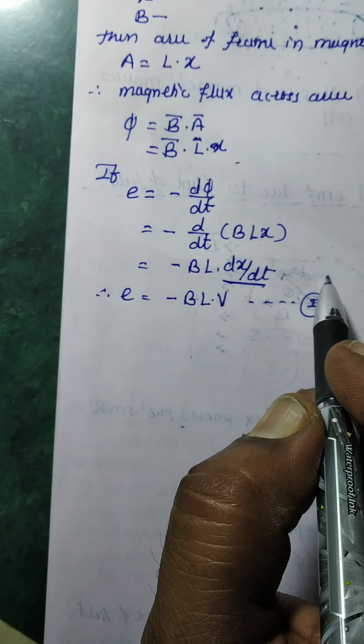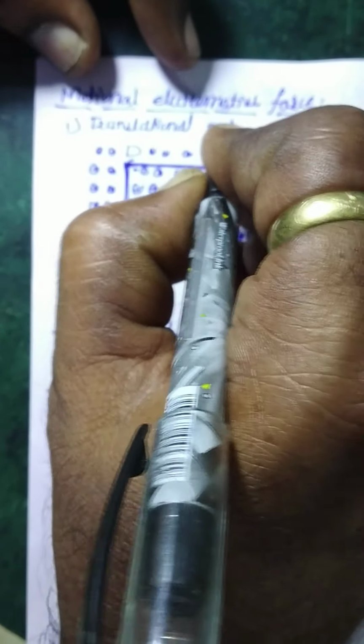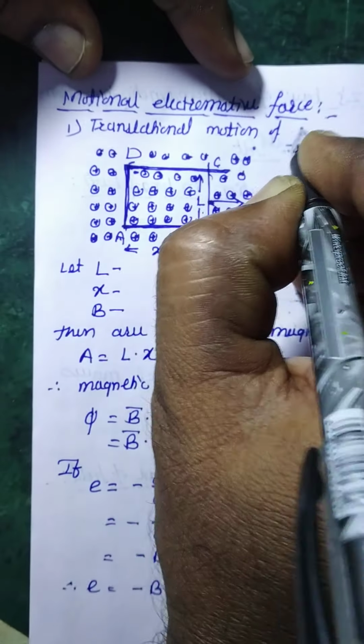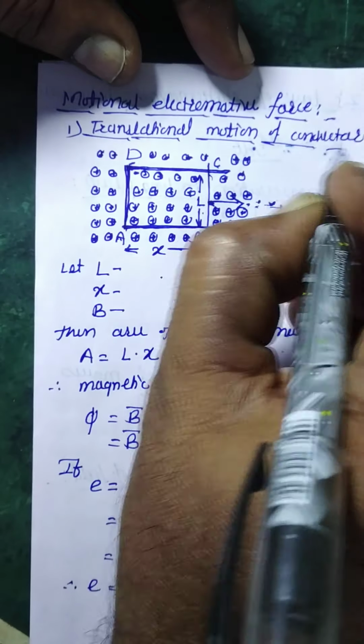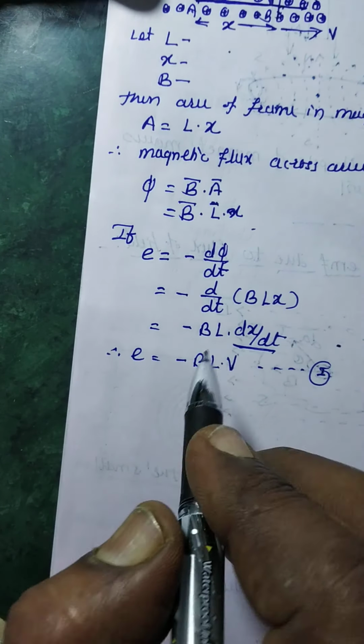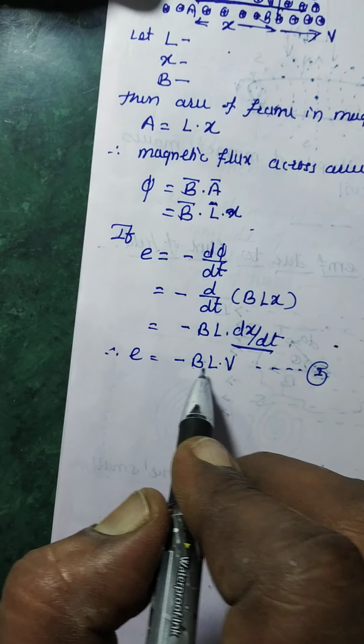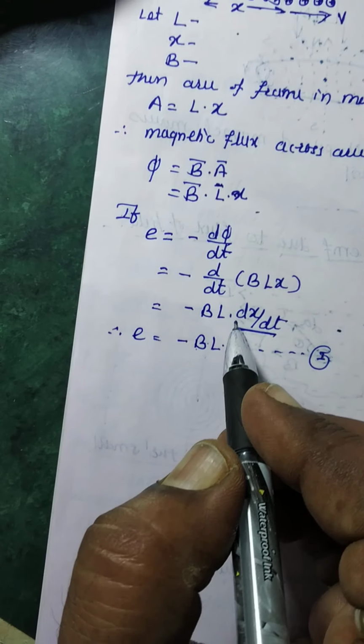Here we are looking at translational motion of a conductor. Translational motion of conductor. Induced EMF is equal to minus BL into V.